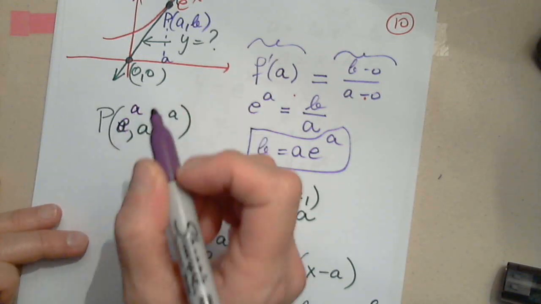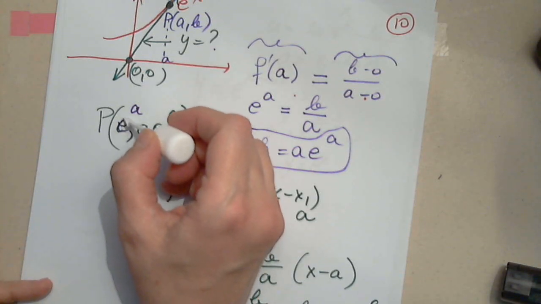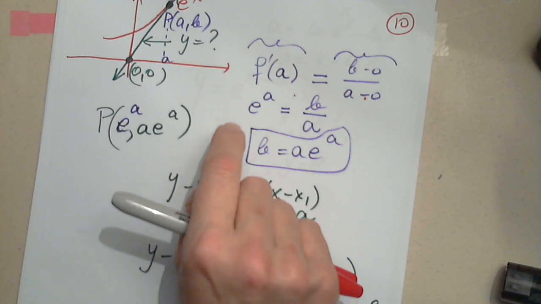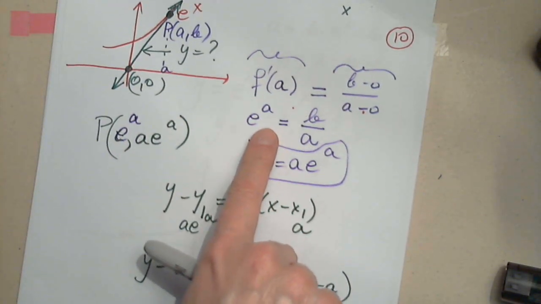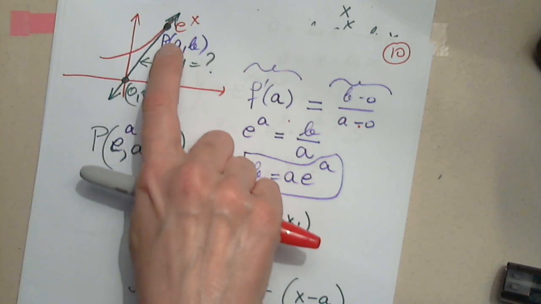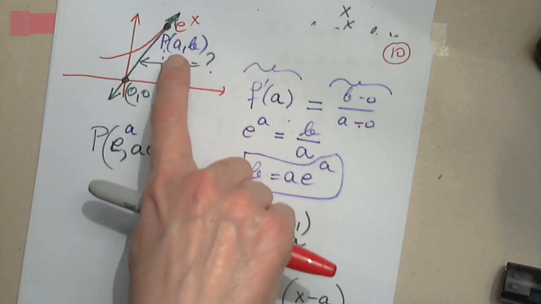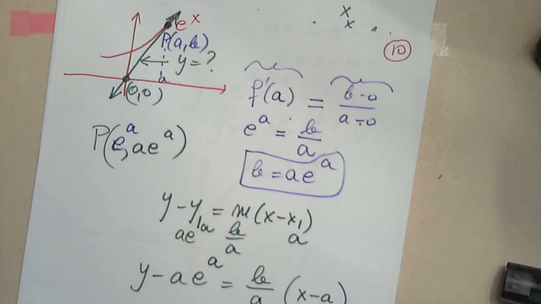Is that what you were saying, Derek? I did not say anything. No, you corrected or somebody corrected something and I should have gone back. Okay. So the point is e to the a, not a, right? Sorry, my apologies for that. So this point has coordinates. Oh, no, that's correct. Okay, sorry.